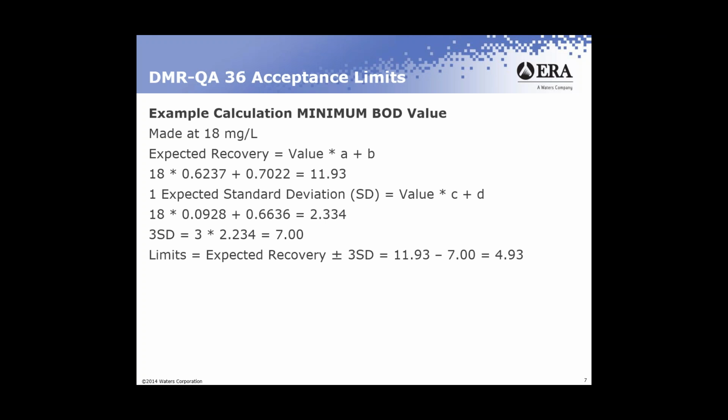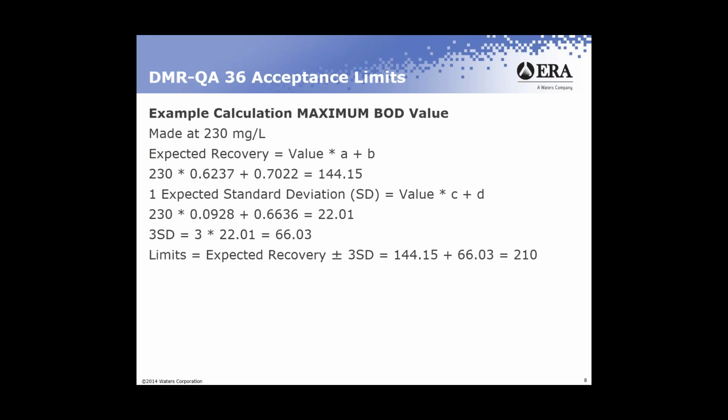So what we can do is take this information to calculate the absolute minimum value we can report and still potentially pass our BOD, which is 11.93, our expected recovery, minus a 7, which is our 3 standard deviations. So we have a value of 4.93. So if I were to make that sample for your DMRQA at 18, the lowest value you could report would be 4.93 and still pass.